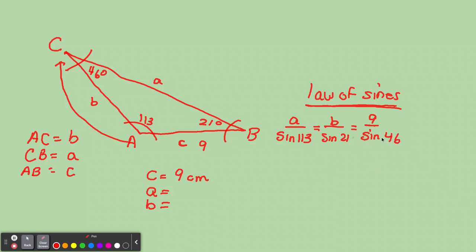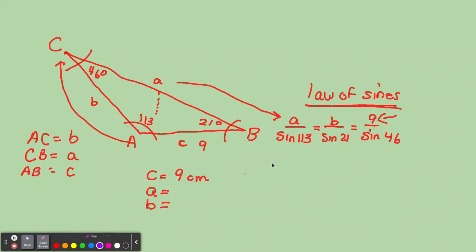So rewind if you don't know how I got those. Again, I'm taking the lowercase letter, lowercase a, and its opposite angle is the capital, sine 113. And we're using sine. Remember, this is the law of sines. So now it's just a matter of proportions. You can do one at a time.